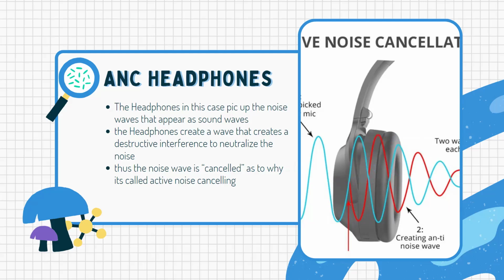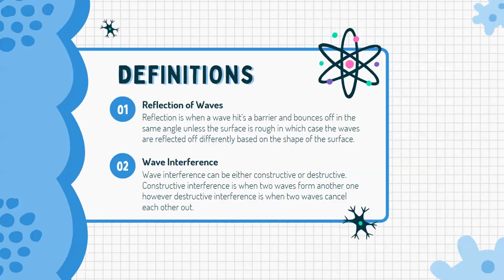So I want to go through a simple recap now. So we have reflection of waves and wave interference. Reflection of waves is when a wave bounces off of barriers and surfaces, and wave interference is when waves interfere with each other either constructively or destructively.